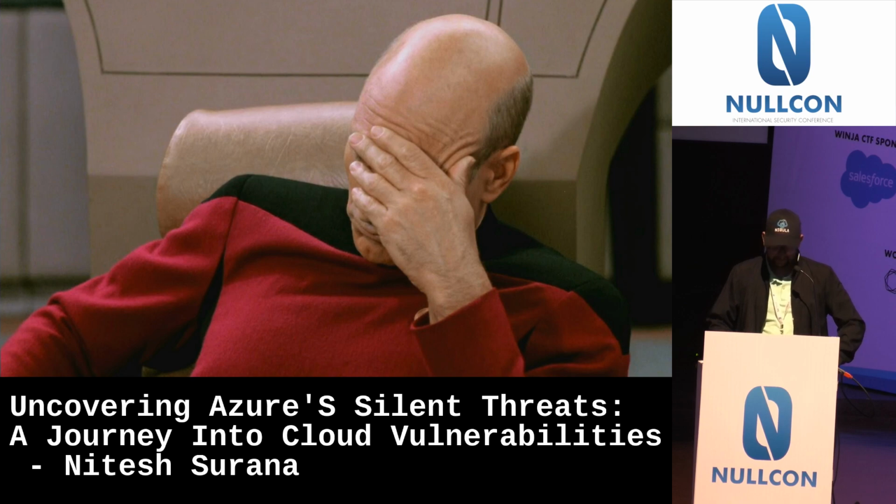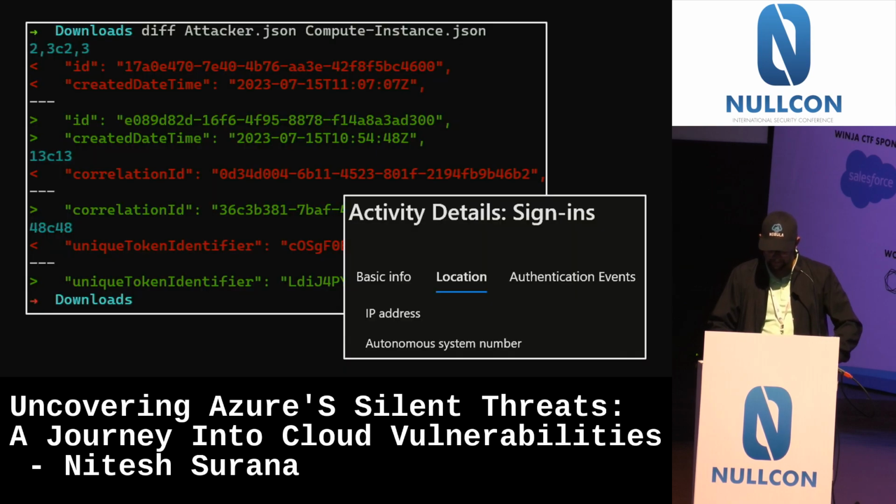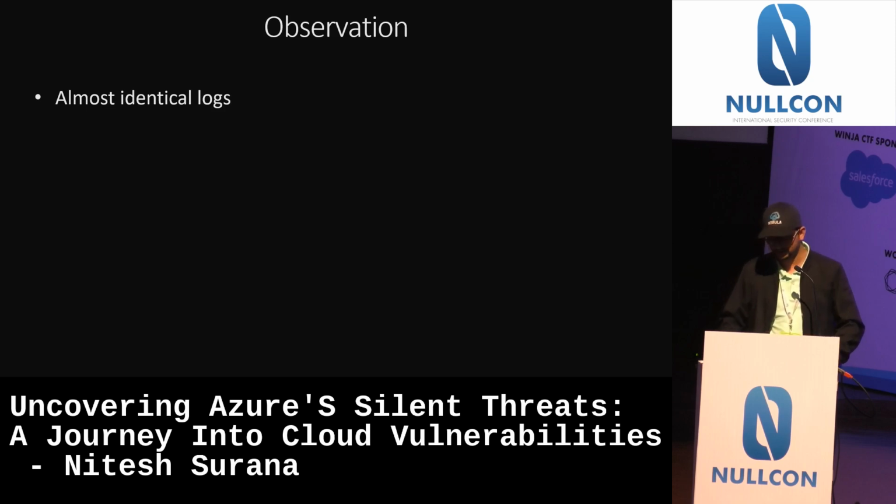We were confused with the logs that were generated, and the diffs were very clear. We don't have any IP address information in the logs, so you cannot figure out whether the certificate was used from non-Azure environments or not, because that is one of the metrics that people gauge on. And from the difference between the attacker-generated logs and the compute instance, like the legitimate and the malicious activity, we don't have a lot of fields to bank upon. The observation: the logs are almost identical. There was missing location information as well.